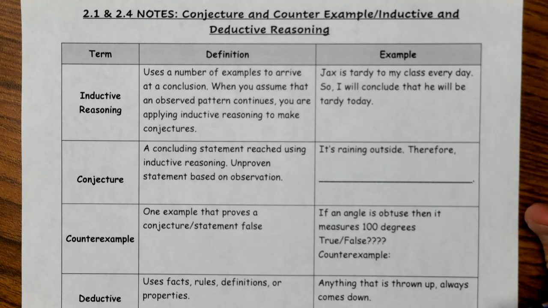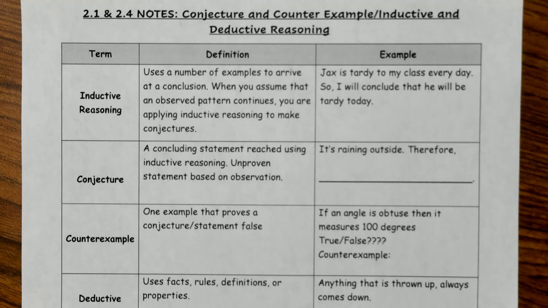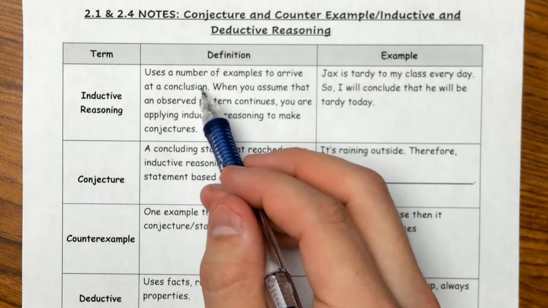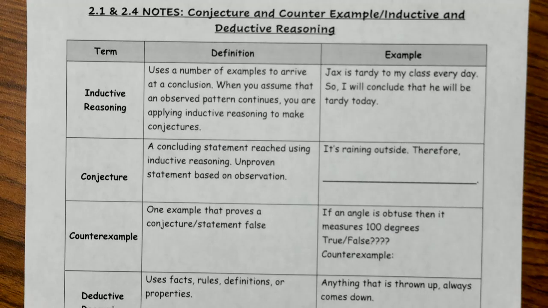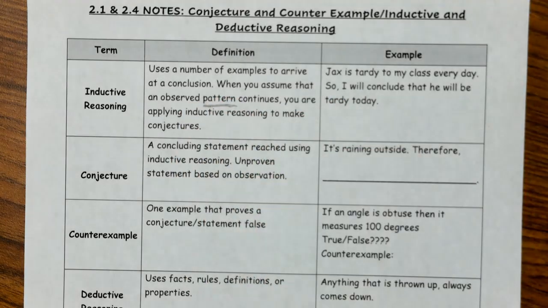Hello everybody. I'm going to go through these notes fairly quickly because they can be easily rewound, paused, and rewatched. But we talk about conjectures, counterexamples, inductive and deductive reasoning. Inductive reasoning, we are looking at a number of examples to arrive at a conclusion. The best way to look at it is to notice what your pattern is. So we are observing a pattern and it continues to apply inductive reasoning, and then you make conjectures.